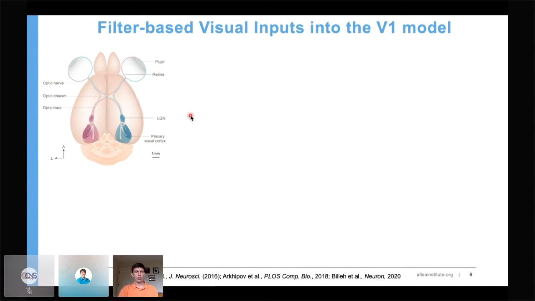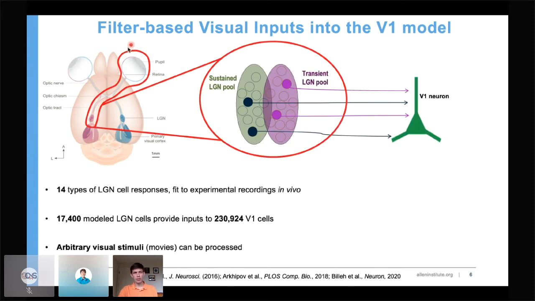And so we know that the major pathway to V1 comes from the retina to the thalamus, to the lateral geniculate nucleus, or LGN, of the thalamus, and then to V1. And we represent that whole pathway as a layer of filters that operate in the visual space, and they process visual stimuli, movies, and turn them into time-dependent firing rates that can then be converted to spikes. And those spikes are used as inputs to our model of V1.